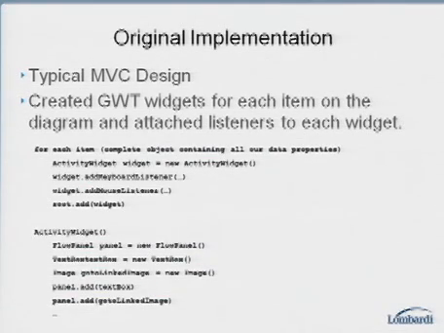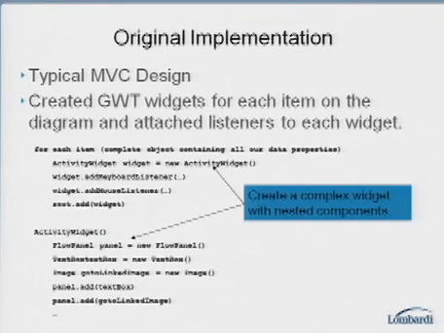So here you see a typical example of how a lot of us are familiar with building in Swing, Eclipse, typical MVC patterns. This is sort of the selling point of GWT. This is a pattern that's very familiar to most of us and probably most of the people in the room. The way that this works is typically we're going to go through our entire diagram, and for each one of those individual items, we're going to create a widget for it.